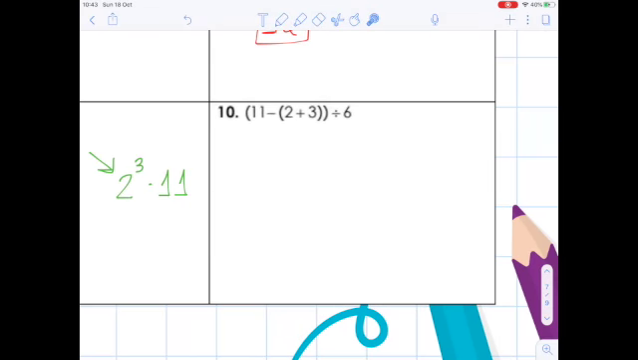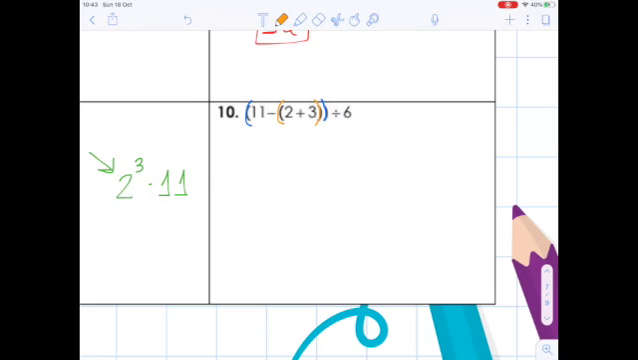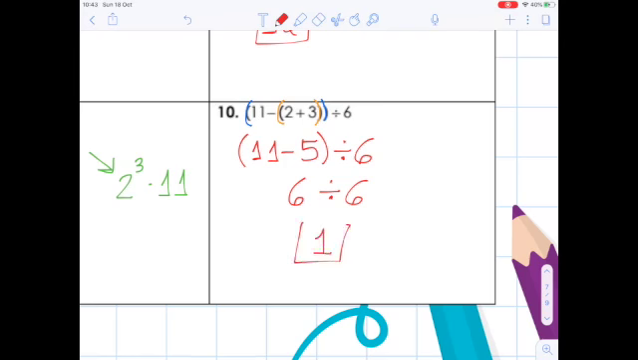And finally, number 10. Number 10, I have 11 minus parentheses 2 plus 3 parentheses divided by 6. Once again, I have a double parentheses, the outside one and the inside one. Which one should I do first? I should do the inside one first. So this is going to be 11 minus 2 plus 3, which is 5, divided by 6. 11 minus 5 gives me 6. I can remove my parentheses, divided by 6, which is equal to 1.